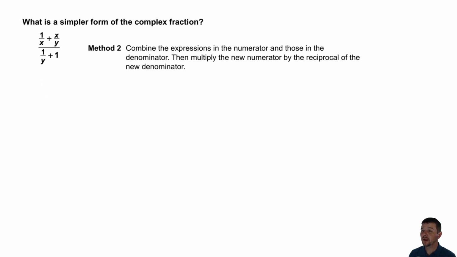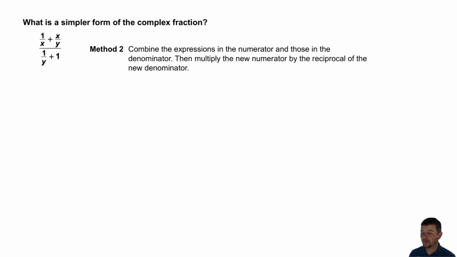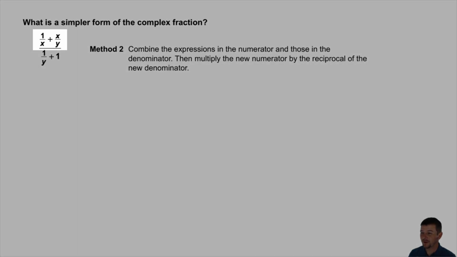In method 2, we combine the expressions in the numerator and those in the denominator, then multiply the new numerator by the reciprocal of the new denominator. Alright, so to establish a common denominator in the numerator, we'll need to multiply the rational expression on the left by 1 written as y over y, and the rational expression on the right by 1 written as x over x. That will establish the common denominator of xy in the numerator at least.